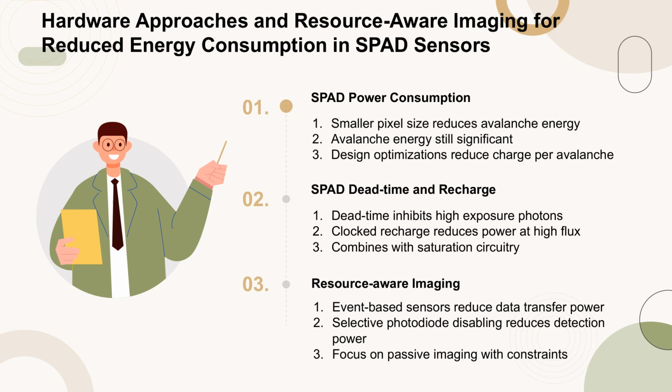Additionally, SPADs require recharge after detecting photons, a process known as dead time, which can inhibit the detection of subsequent photons at high exposure levels. Clocked recharge methods have been developed to reduce power consumption during high photon flux by limiting the number of detections within a recharge period. Furthermore, resource-aware imaging techniques, such as event-based vision sensors, have been employed to reduce power consumption by selectively disabling photodiodes based on photon history, focusing on passive imaging scenarios with computational constraints.